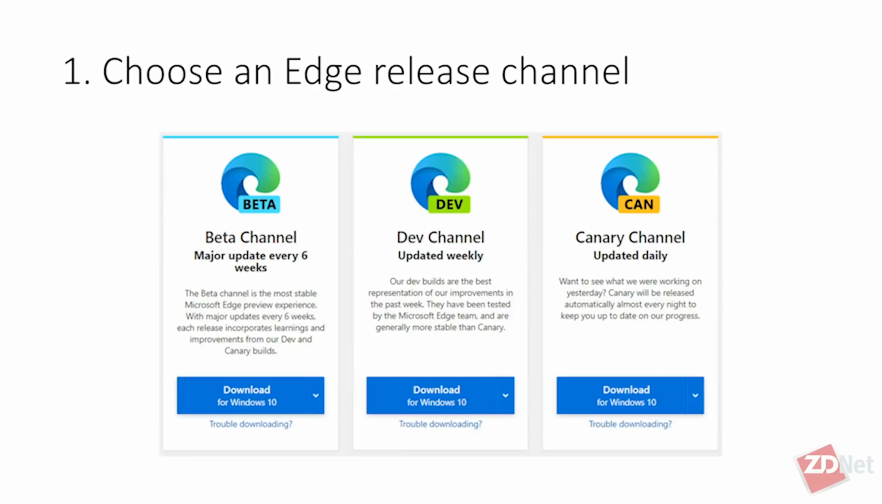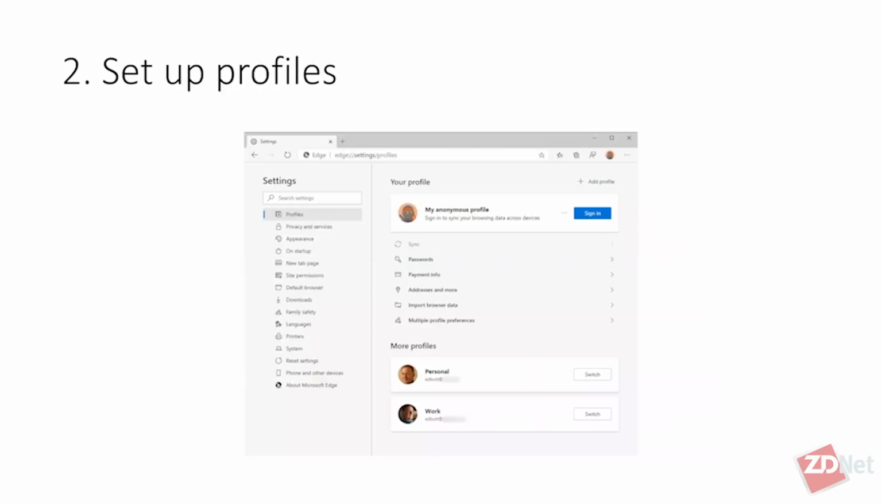Now, the good news is you don't have to choose one of these over your public release. You can install them side by side and you can switch back and forth between them. So if you want to use the public release for most of your browsing, but you occasionally want to dip in and see what's coming up next, you can do this with one of the insider builds.